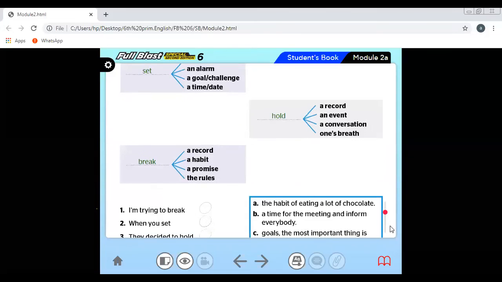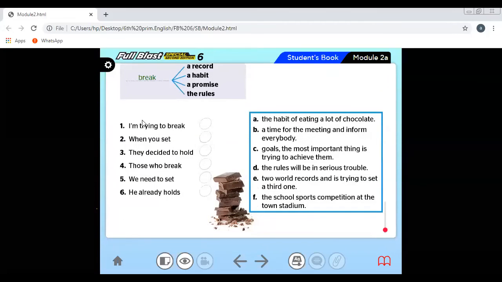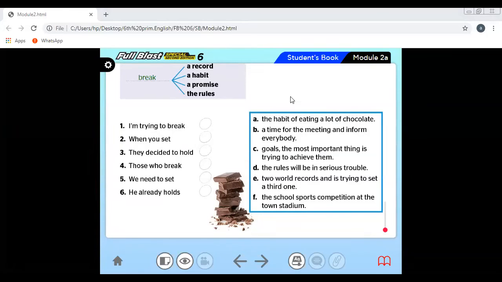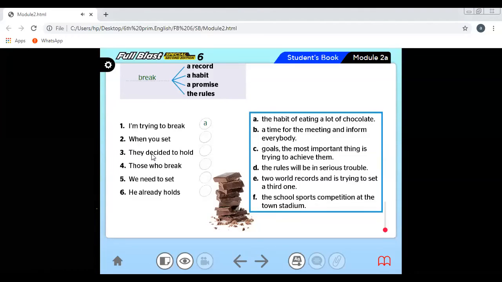We will read sentences and match them together. The first sentence, I'm trying to break. I'm trying to break what? Read the sentences and choose the right answer. Who can answer? Farida. Yes. I'm trying to break the habit of eating a lot of chocolate. Excellent, my dear. Let's go to number 2.